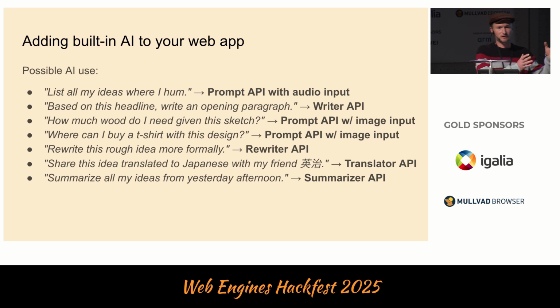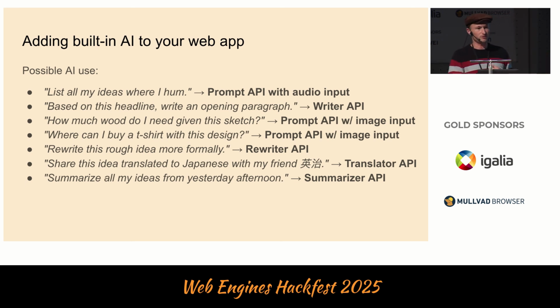So you would give it the sketch. You would ask it this question about the sketch, and then the API would come back with hopefully a useful response. Where can I buy a t-shirt with this design? So if you have the fabric design use case, this would be, again, a use case for the prompt API with an image input.